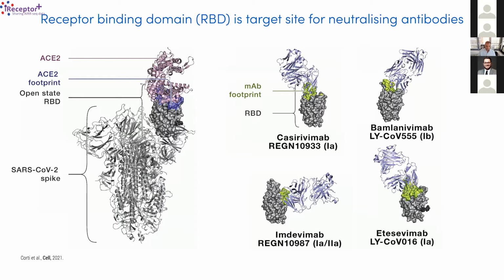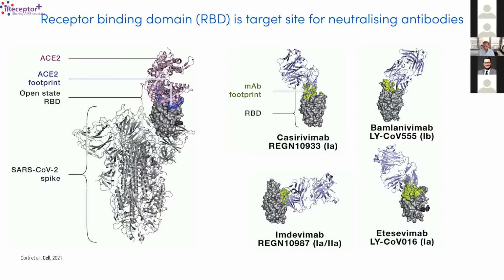It's been pretty apparent since the very early days of studying the virus that neutralizing antibodies can be used to essentially inhibit SARS-CoV-2 entry into cells, and the neutralizing antibodies that are typically the most potent bind directly to the RBD, and they bind directly to epitopes that basically block and inhibit binding to ACE2.